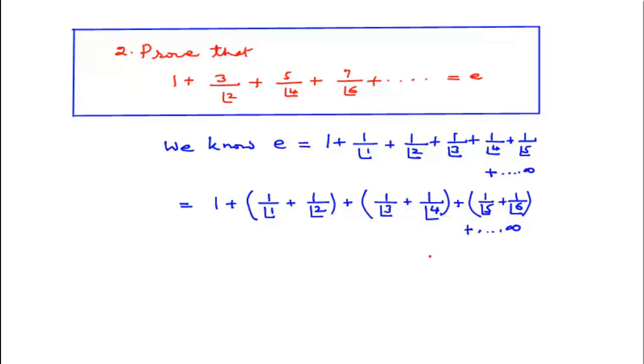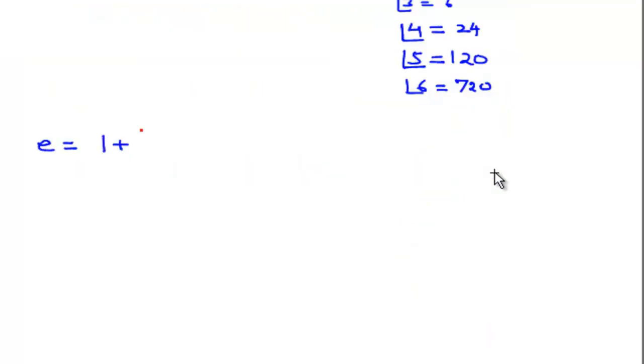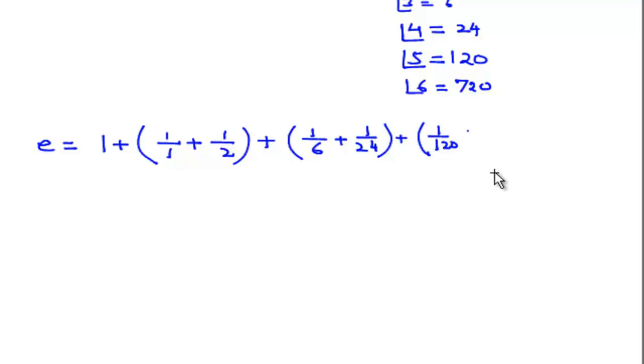Then I know that factorial 2 is equal to 2, factorial 3 is equal to 6, factorial 4 is equal to 24, factorial 5 is equal to 120, factorial 6 is equal to 720, and likewise then I can write that E is equal to 1 plus 1 upon 1 plus 1 upon 2 plus 1 upon 6 plus 1 upon 24 plus 1 upon 120 plus 1 upon 720 plus and so on up to infinity.